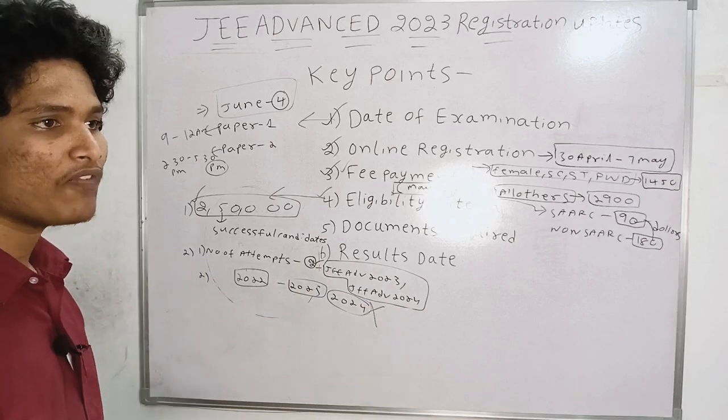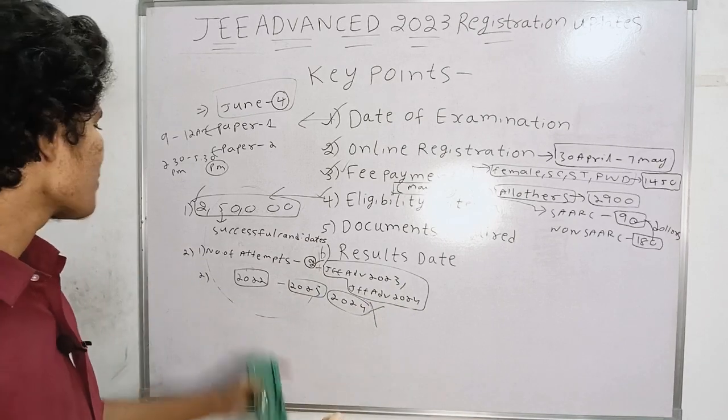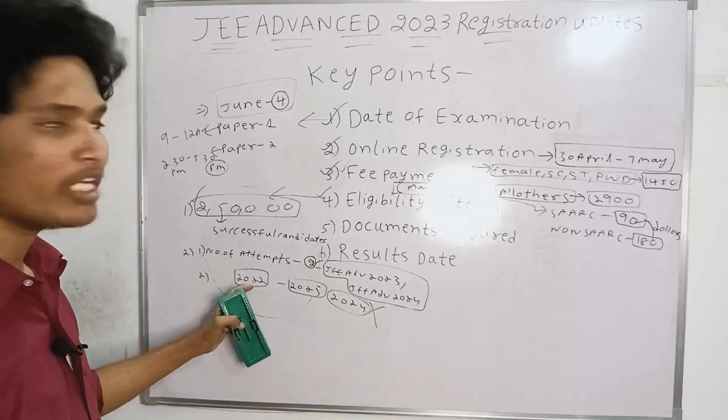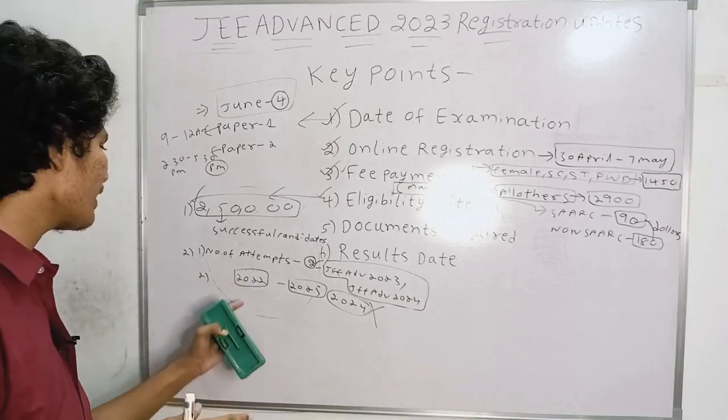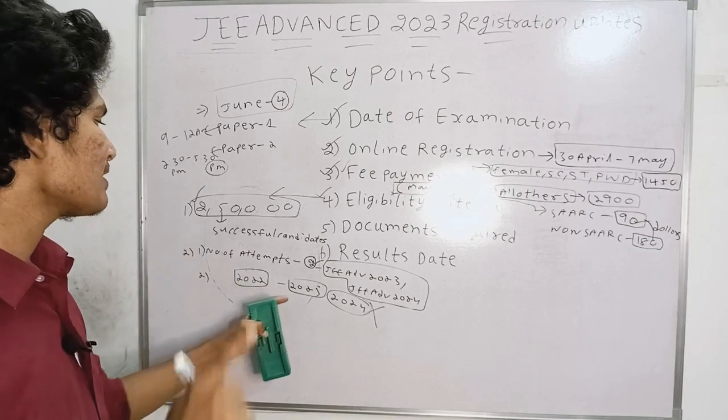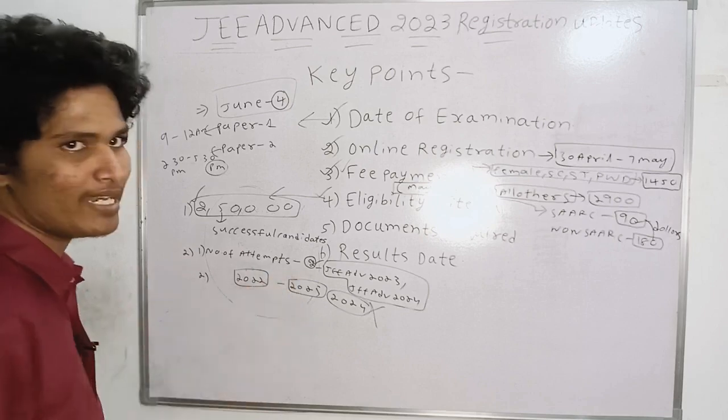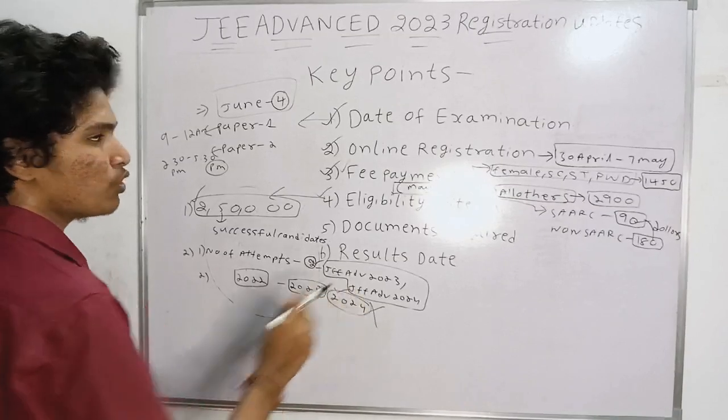But if you already passed the 12th standard in 2022, at that time you already wrote JEE Advanced 1 time. So there is another chance for you, that is JEE Advanced 2023 this time, but you cannot appear for JEE Advanced 2024.